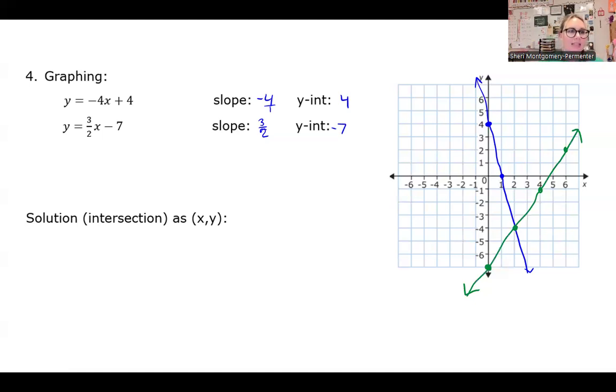But from here, we've got to identify that intersection. Do you see where they intersect? Yes, they intersect. And what is that point called? 2, -4. Please put parentheses. Any questions over graphing? Super.